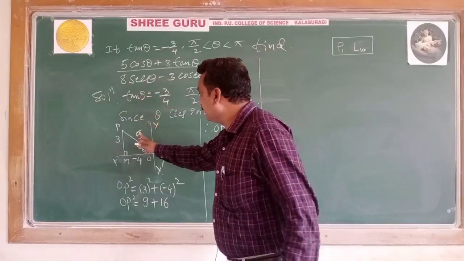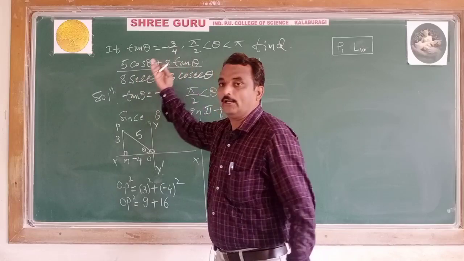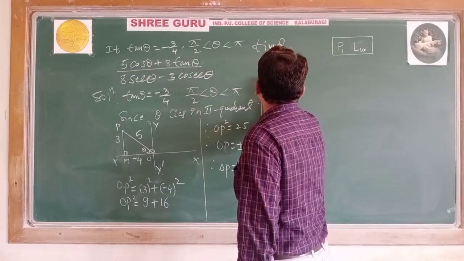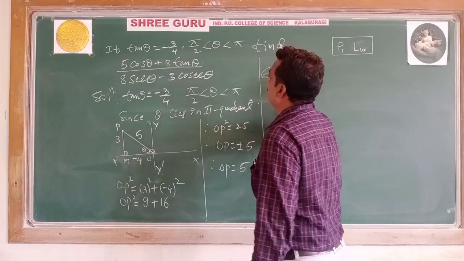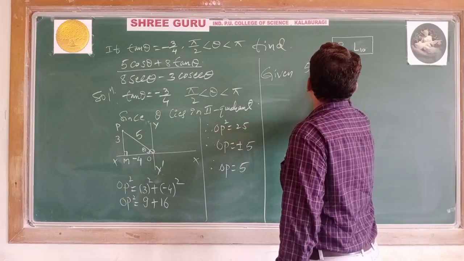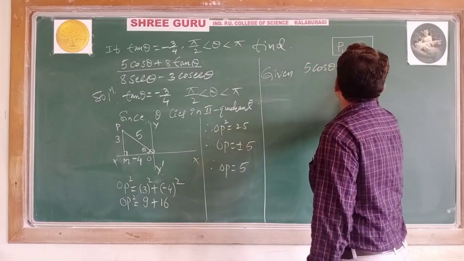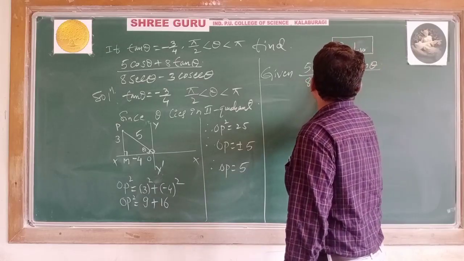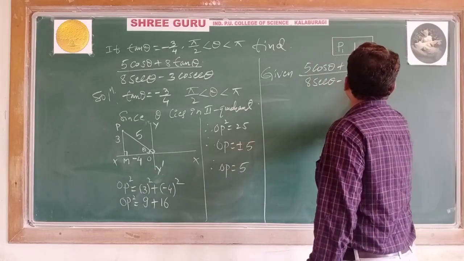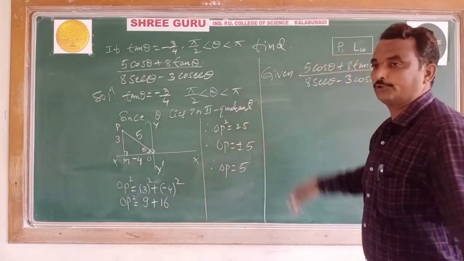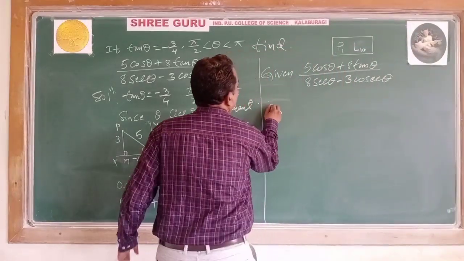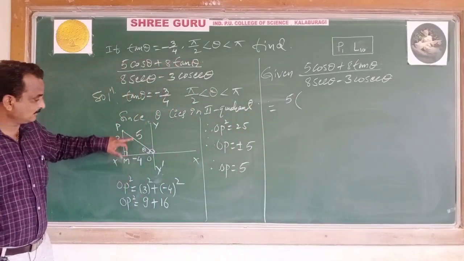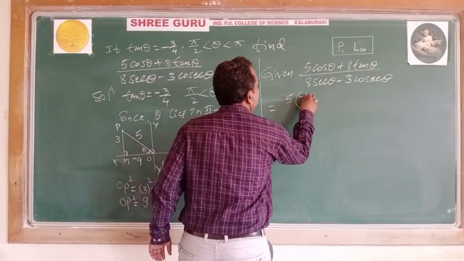After getting the 3 sides of a right angle triangle, you may calculate all the trigonometric functions. Take the given expression: 5 cos theta plus 8 tan theta divided by 8 sec theta minus 3 times cosecant theta. Substitute according to the values here. What is cos theta, students? Adjacent side by hypotenuse.